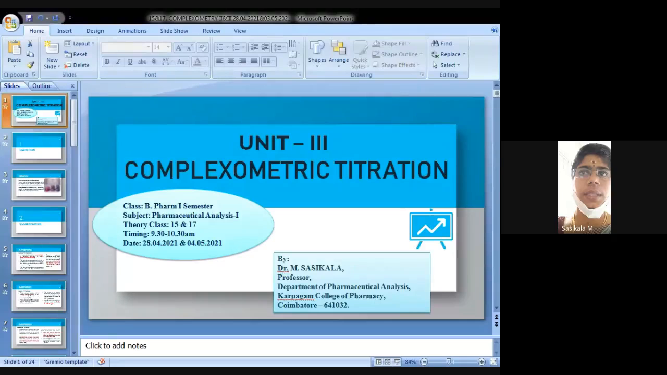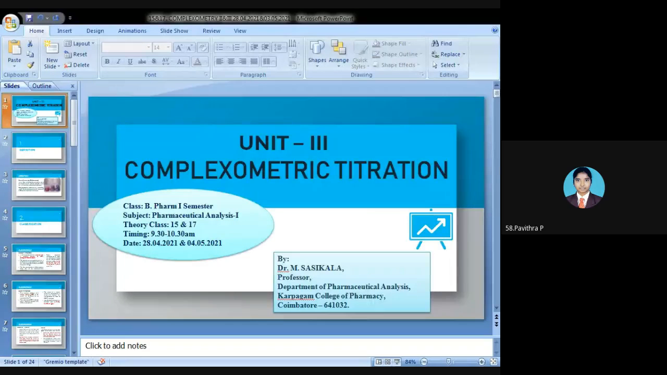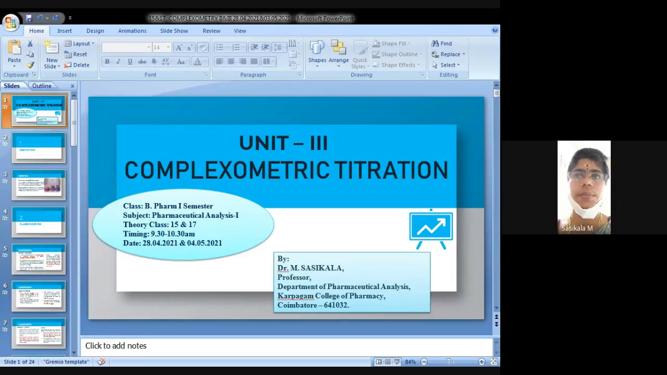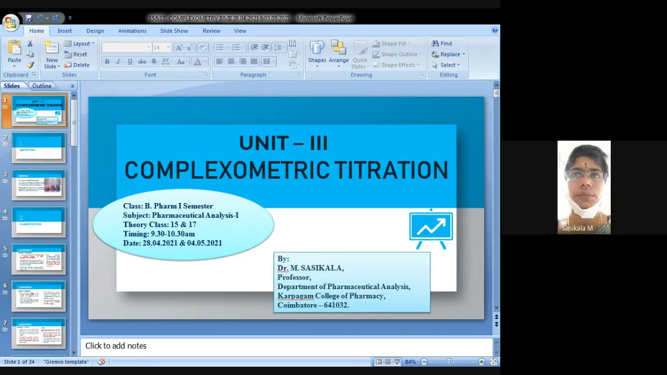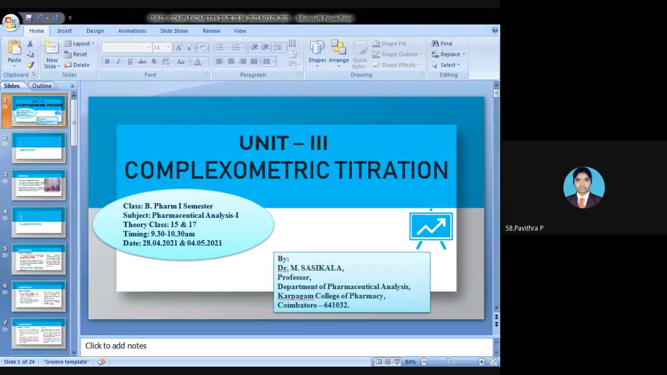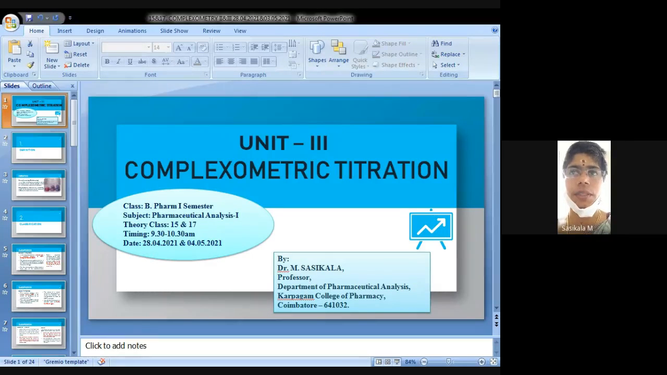So nobody is attending class, huh? Sri Lakshmi, Pavitra P. Ma'am. Yeah, say what we have discussed yesterday. What is gravimetry definition, ma'am? Okay. Types of gravimetric analysis. Digestion, precipitate, ma'am. Okay. Solubility product. Okay. Common ion effect. This all we have discussed.